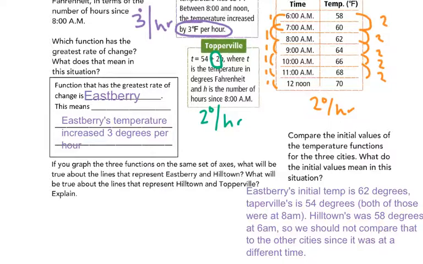And they start at 8 o'clock. Eastbury starts at 8 o'clock at 62. If you look at Hilltown at 8 o'clock, it also starts at 62. So at 8 o'clock they're starting at the same point, but Eastbury is increasing faster.